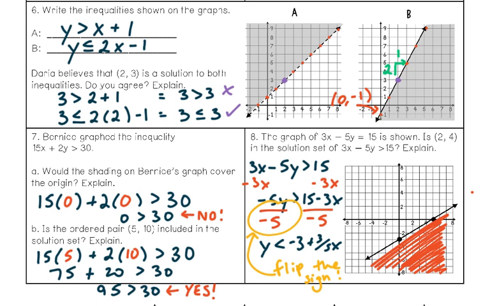But if you wanted to use the graph, you tried shading above the line because you saw a greater than symbol, you would have made a big mistake. And that's because whenever you solve the inequality from standard form to slope-intercept form, you would have had to flip the sign whenever you divided by -5. That means that your inequality should look like this, and you'd have to shade below the line. Visually, you can see that 2, 4 is not in the shaded region.